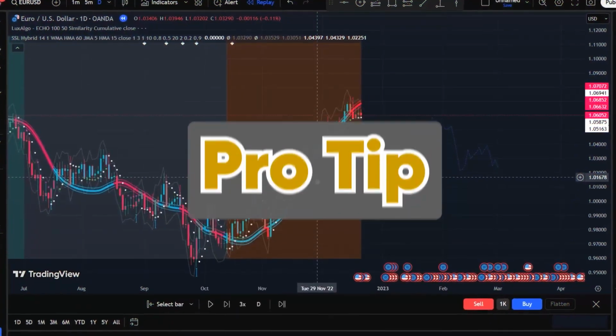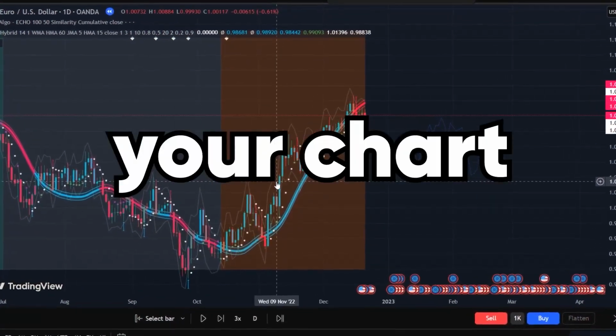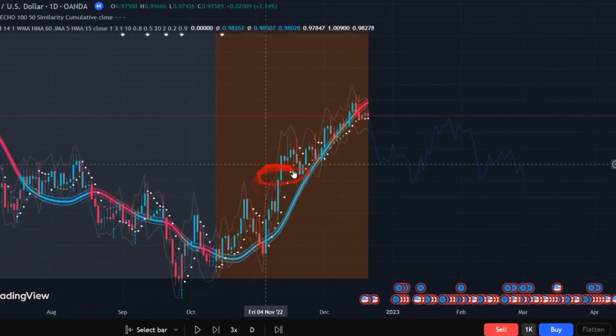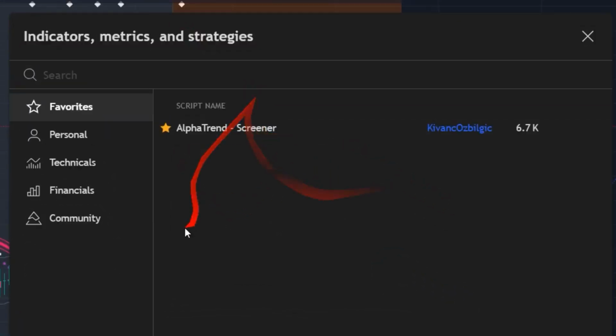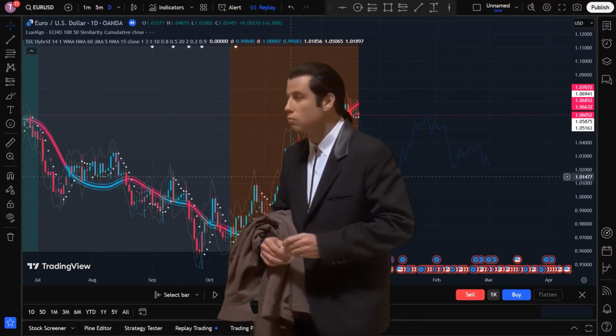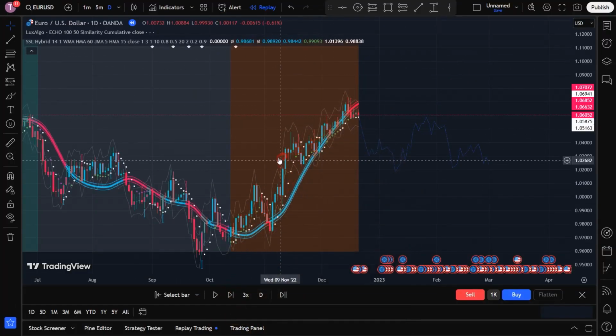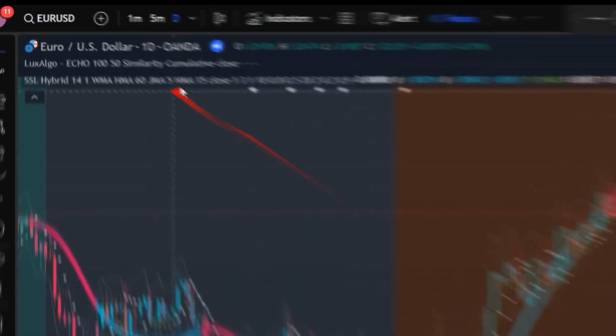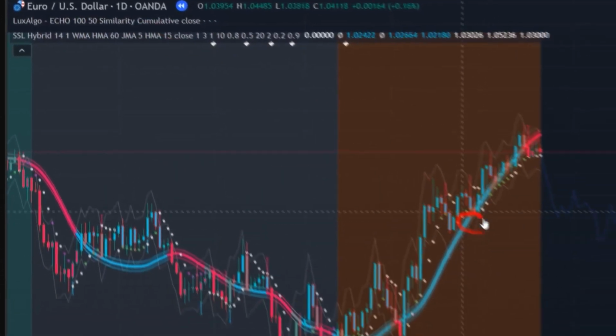A pro tip: don't clutter your chart. Many beginners think adding more indicators improves decision making, but in reality, it can cause confusion. I recommend using just 2 or 3 key indicators for a clean and effective strategy.